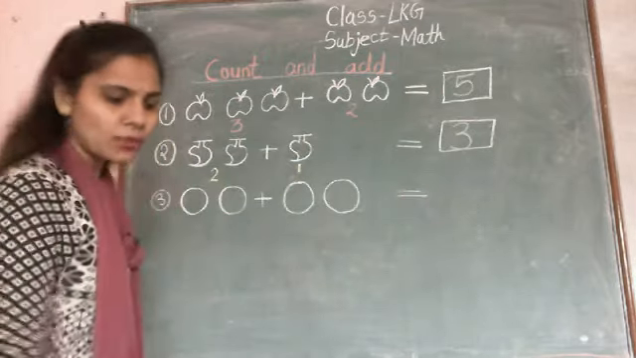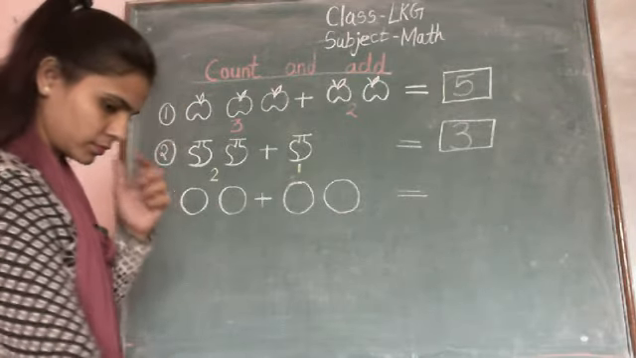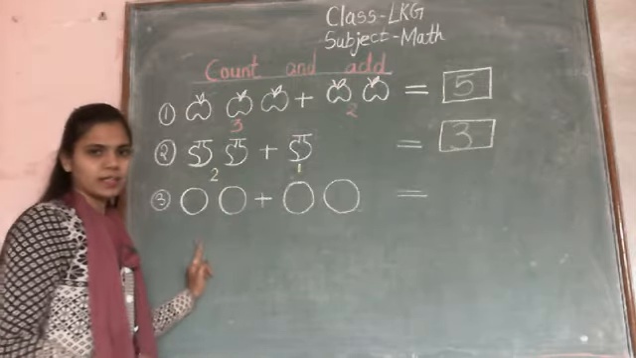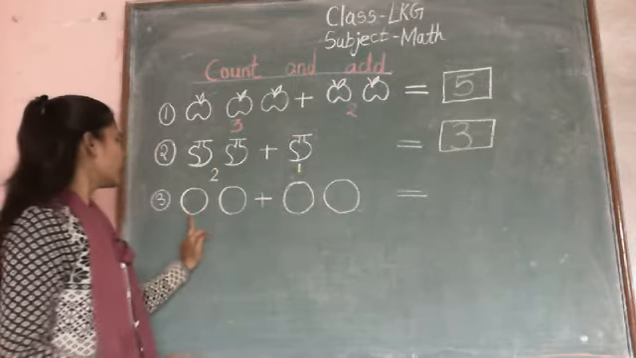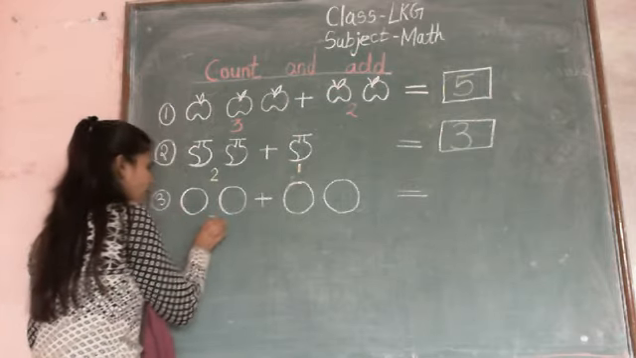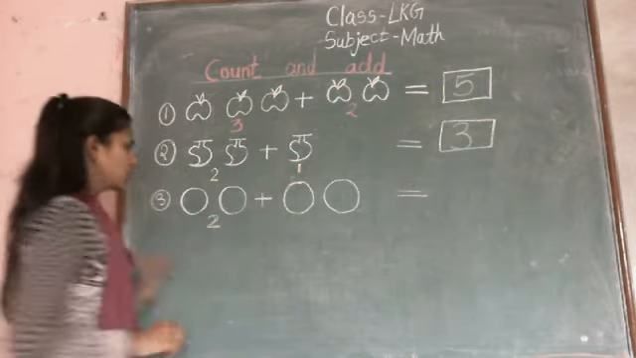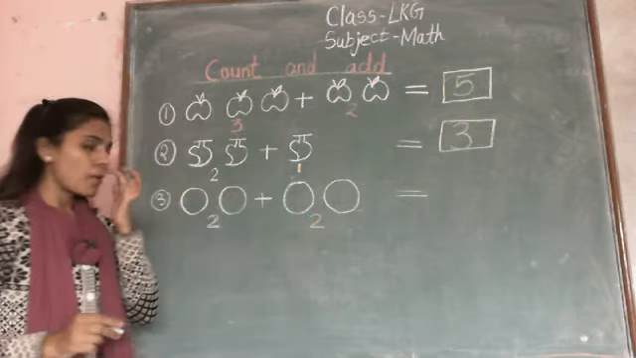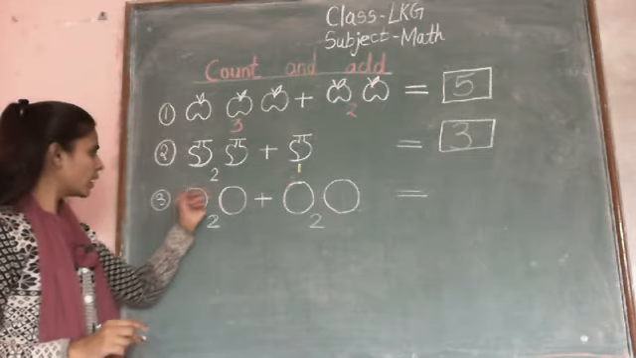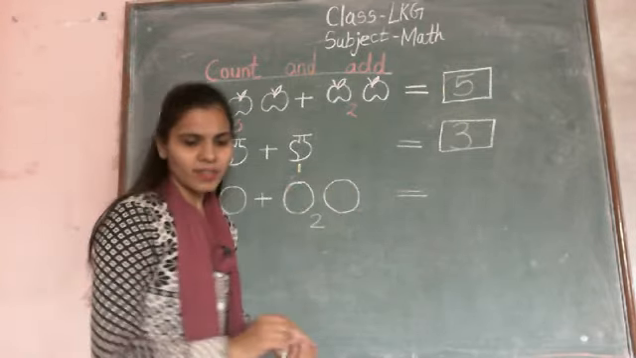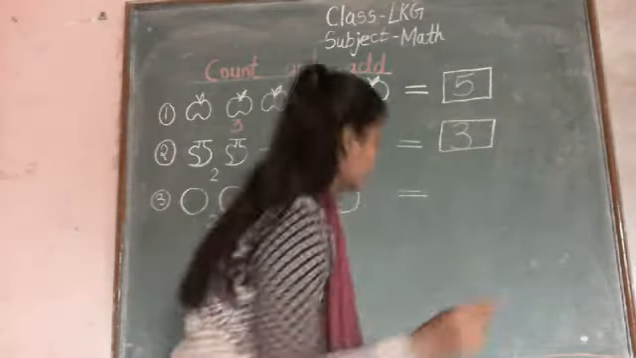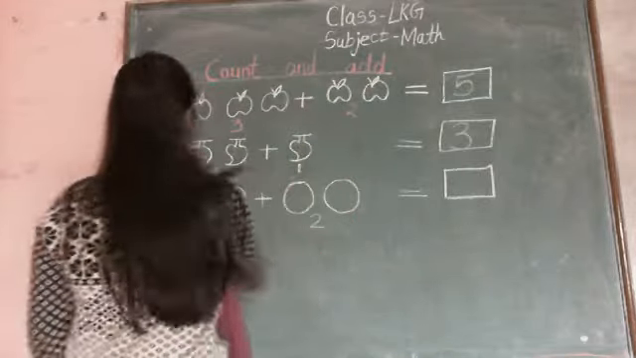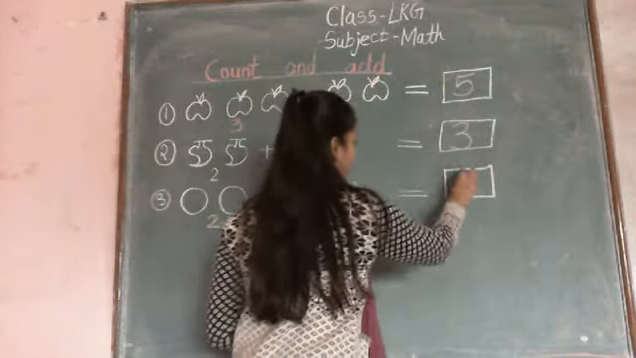Now first you count the circle. Okay, first you count the circle before the plus sign and after the plus sign. 1, 2. How many circles are there? 2. Now here also 1, 2. 2 circles are there. Now we will count all together. 1, 2, 3, 4. Which number we will get? Right here number 4.